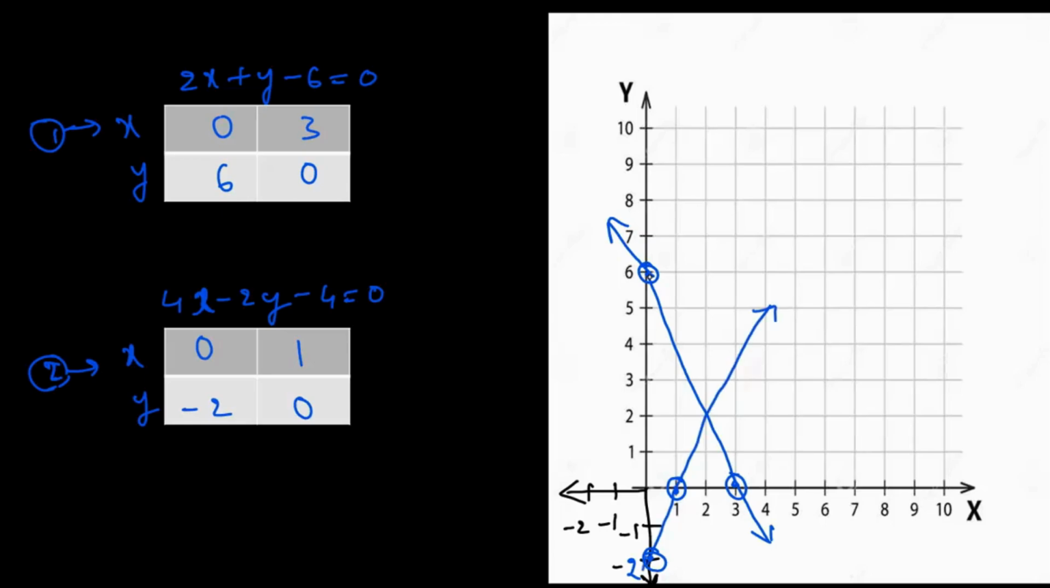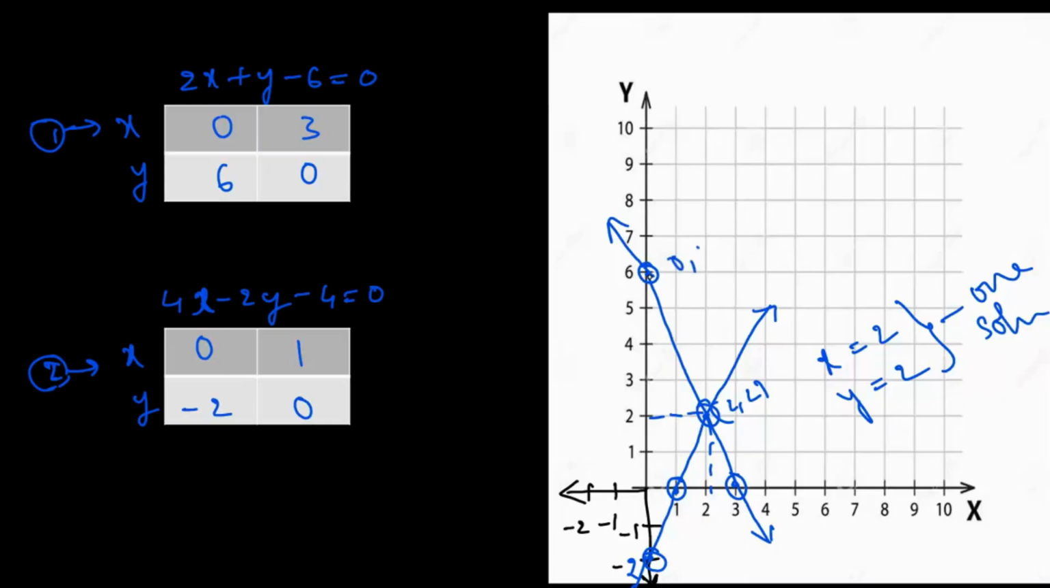Here you will get the intersection, and which is 2, comma 2. So x is equal to 2, y is also equal to 2. There is only one solution, right? Because the lines are intersecting.